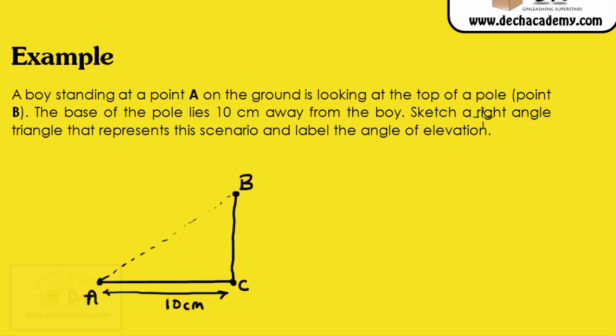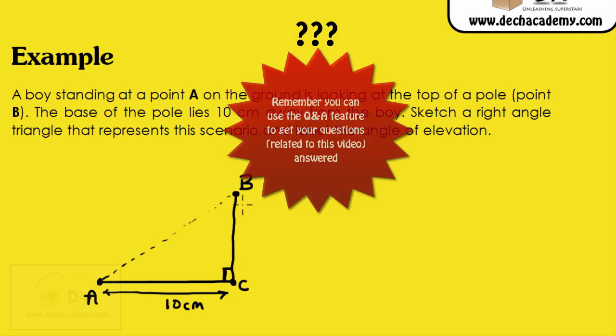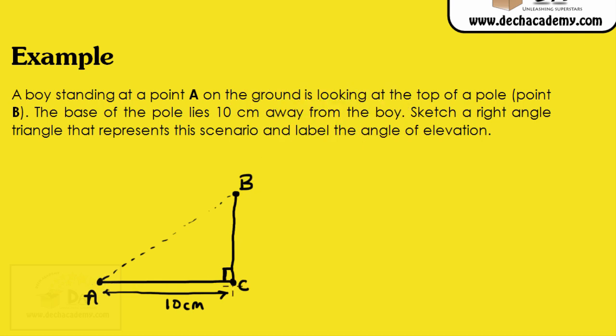All we need to do is sketch a right angle triangle that represents this scenario. And here we have a right angle triangle. So the pole is taken to be vertical, and for a horizontal ground, a vertical pole will be perpendicular to the horizontal ground. So we have a right angle formed here. So we have sketched a right angle triangle representing the scenario described.